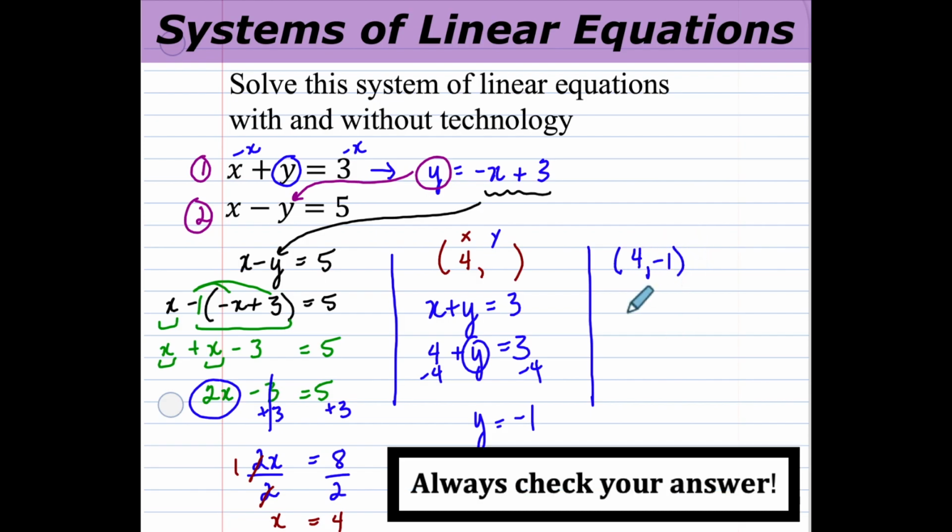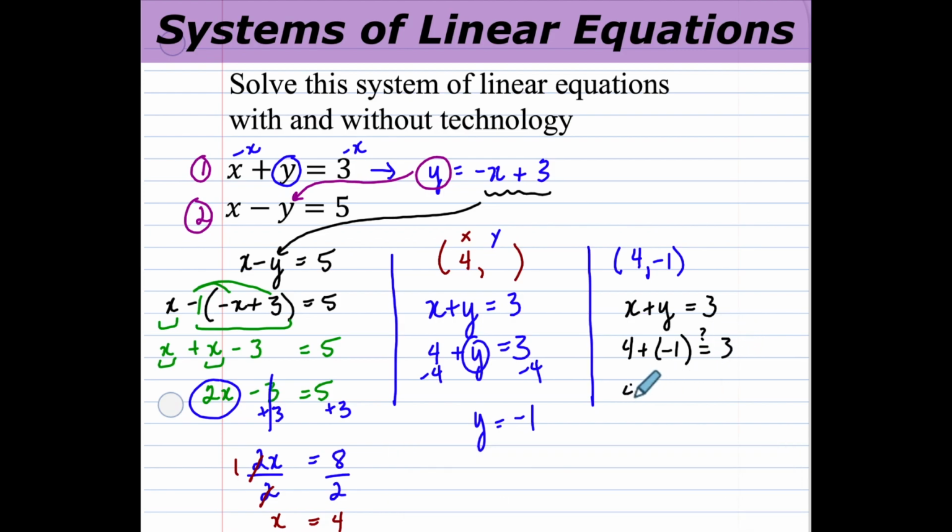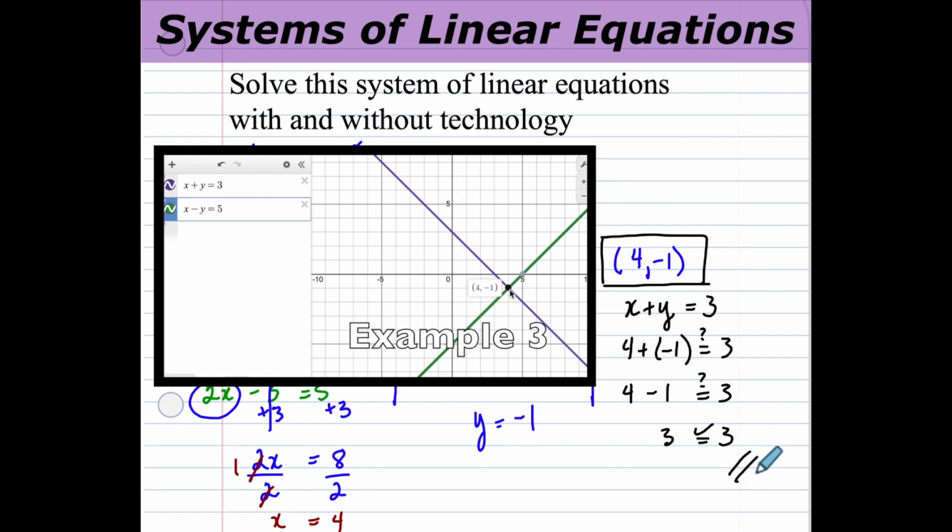But we should check. We'll use the first equation and plug in the values for the x and y. 4 plus a negative 1, does that equal 3? 4 minus 1, does that equal 3? And yes, 3 equals 3. We know (4, -1) is the solution to this system of linear equations. Good job.